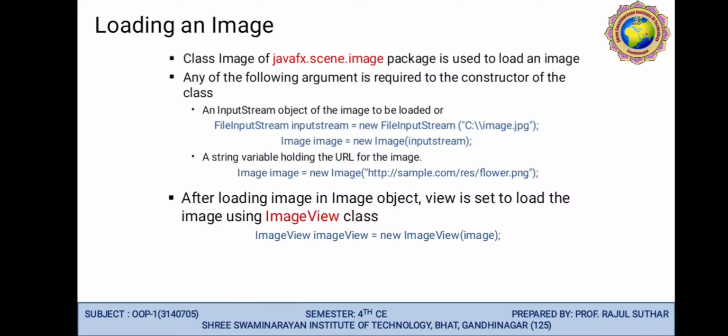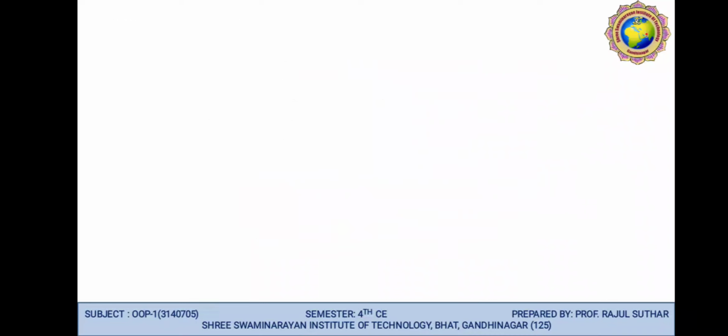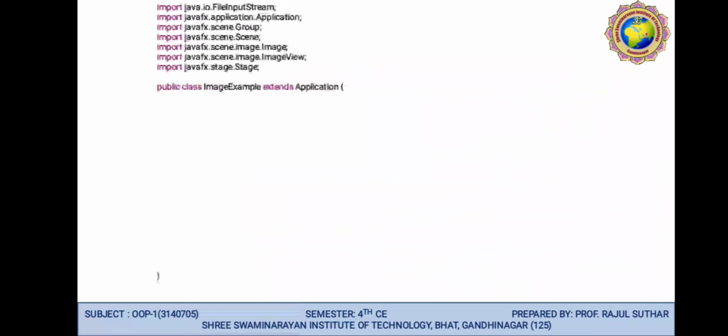After loading the image object, we set it to load the image using the ImageView class. So the ImageView class is nothing but a way to load the particular image object. ImageView imageView equals new ImageView(image), by using this way. Here is the example for the image. For that we require importing this number of statements. FileInputStream is also required, javafx.application is required, and javafx.scene.Group is required. We are using the image, so javafx.scene.image is required to import the particular package.